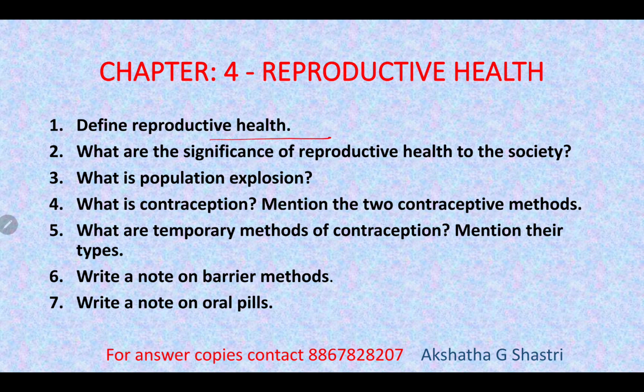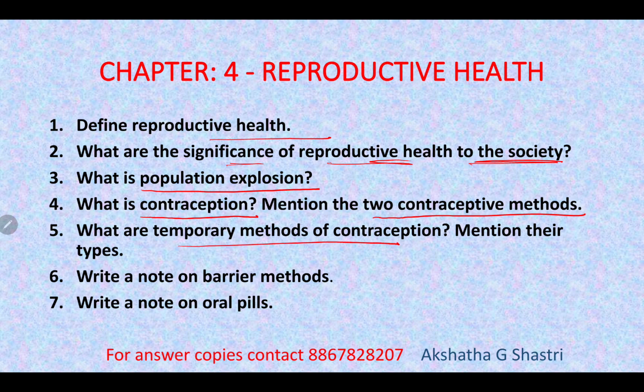Define reproductive health and what is the significance of reproductive health to our society. What is population explosion? What is contraception? Mention the 2 contraceptive methods. And what are the temporary methods of contraception? Mention their types. And write a note on barrier method they may ask, or else on oral pills also they may ask.